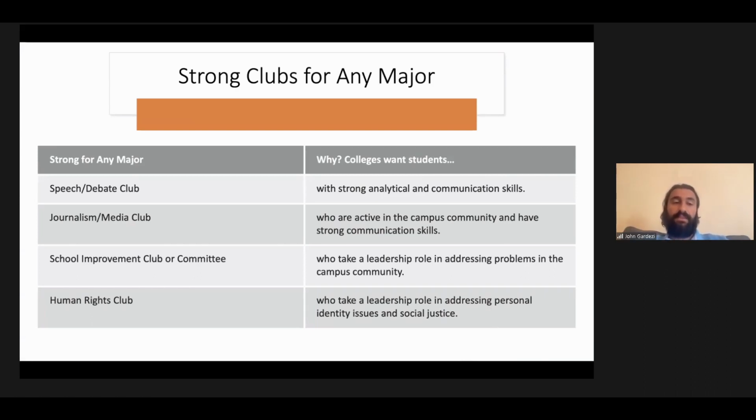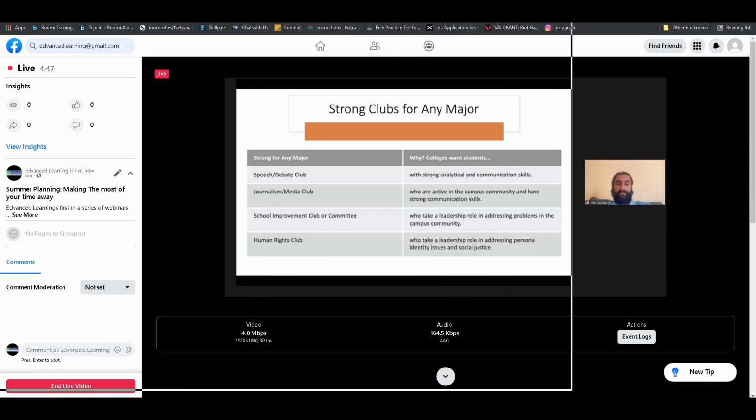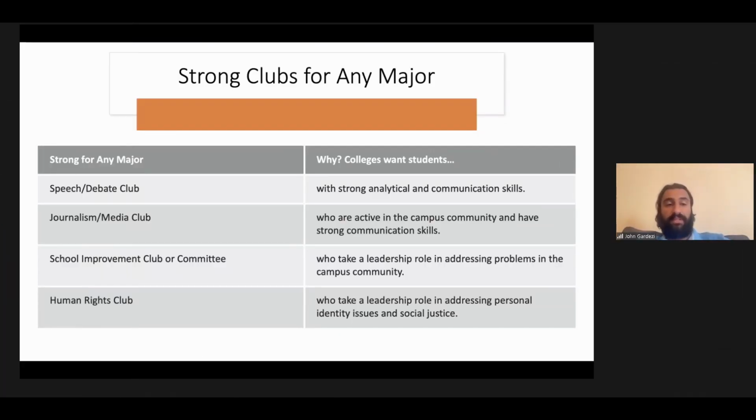So for instance, let's first think about if you're interested in any major, you've got speech and debate. Why is speech and debate great? Because it helps you build strong analytical and communication skills. Oftentimes, if you're involved in speech and debate, you can parlay those skills into almost any kind of activity. Journalism and media is great as well for building up your communication and presentation skills.